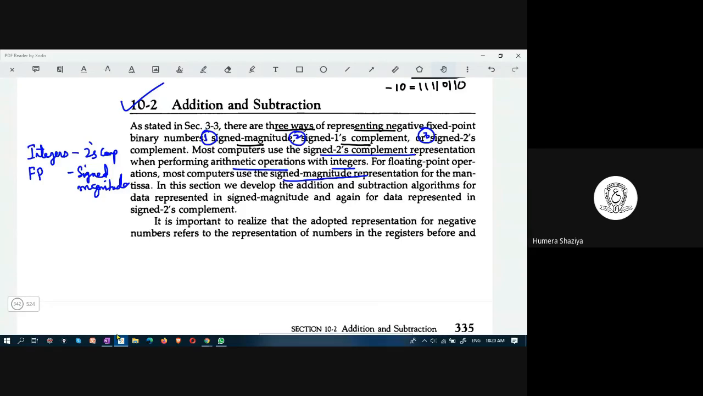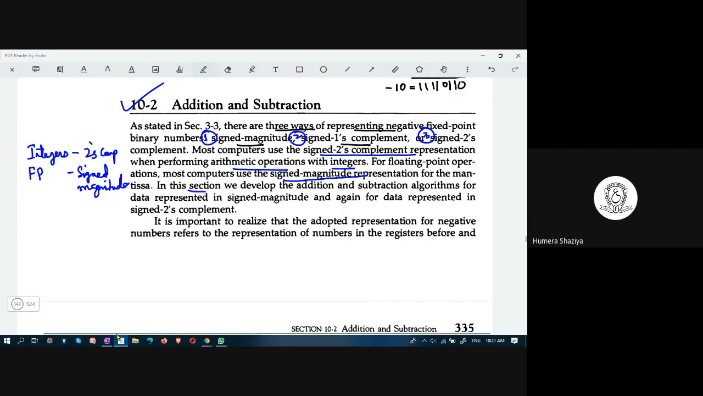Next question comes to you. What is mantissa and what is exponent? Exponent is power, ma'am. Very good. Exponent is power. Mantissa is the number. For mantissas, essentially computers use signed magnitude in floating point numbers.